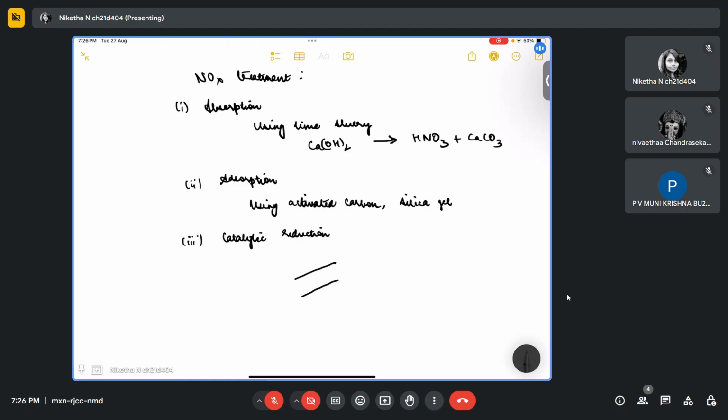So generally you have a catalyst. So it's a solid substance. So when you have NOx gas, it will tend to reduce this NOx to nitrogen and oxygen. It will tend to separate. So this catalyst will itself get oxidized, and it will make the NOx get reduced to nitrogen.